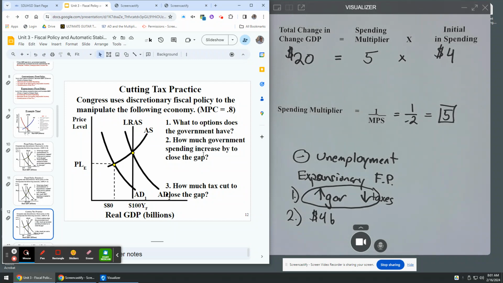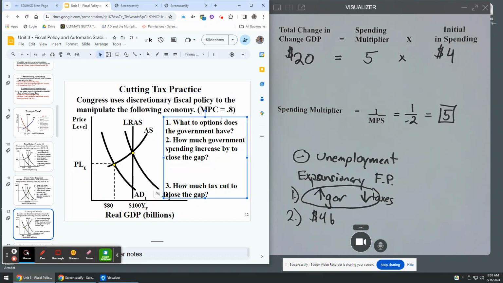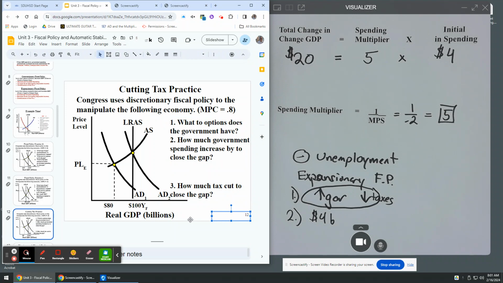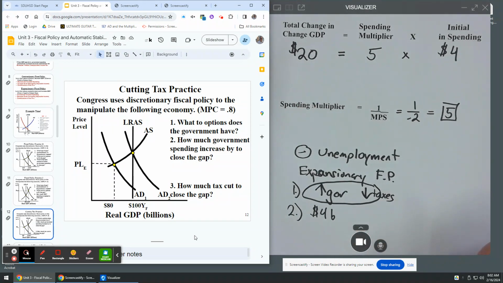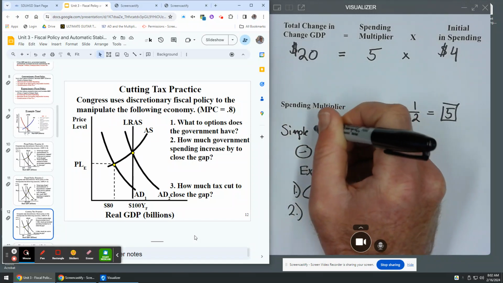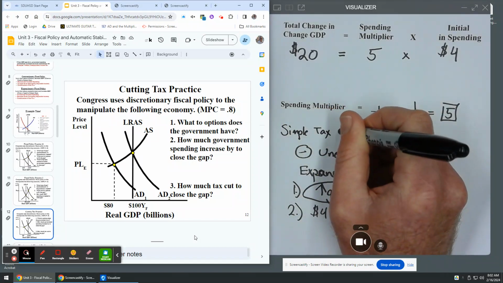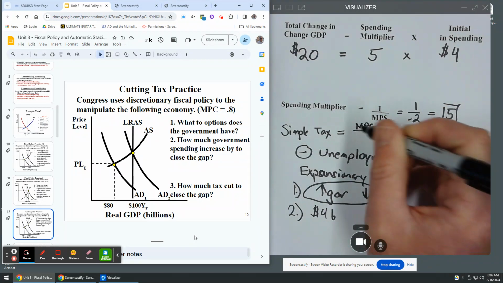But we have a second part. How much should taxes be cut by to fix the gap? Well, now they're talking about taxes. With taxes, I'm going to have to use my tax multiplier. I didn't make a sheet for it, but we can just roll with it. We always know it's going to be one less than my spending multiplier, but my simple tax/transfer multiplier is going to be my MPC over my MPS.